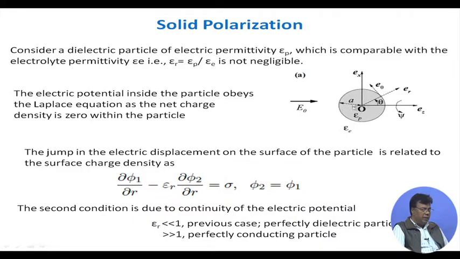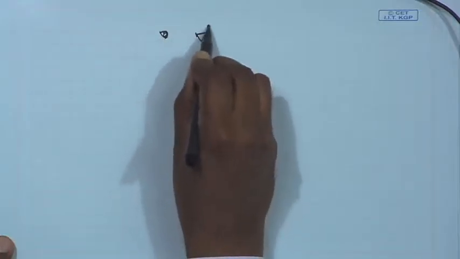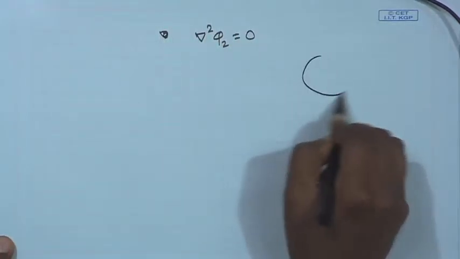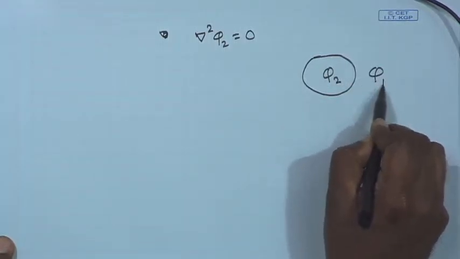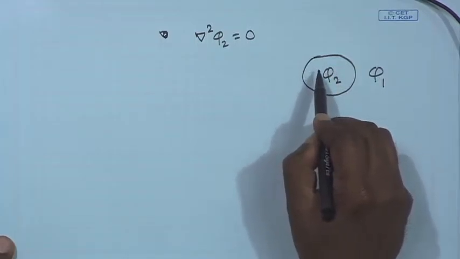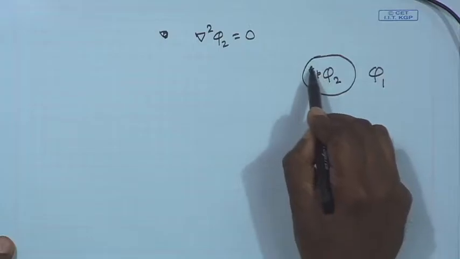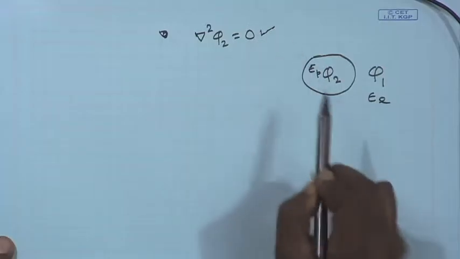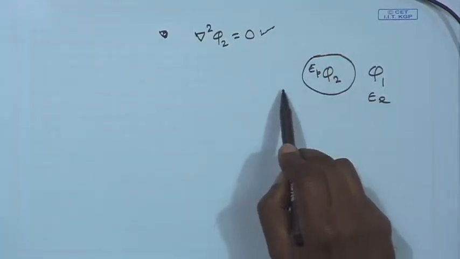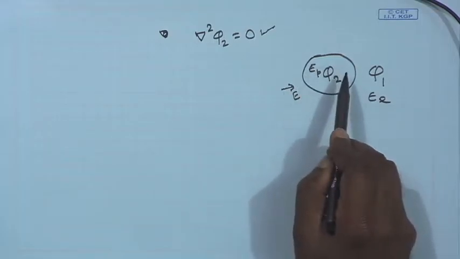Now, if the particle does not contain any free charges within itself, then inside the particle we will have del squared phi 2 equal to 0. This is the electric potential inside the particle, and this is epsilon r, the dielectric permittivity epsilon p over epsilon e. This is the equation if there is no net charge within the particle.